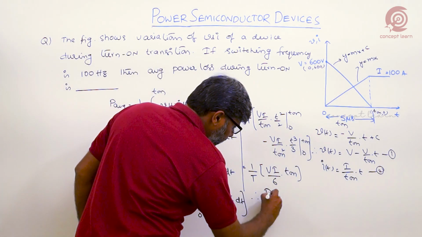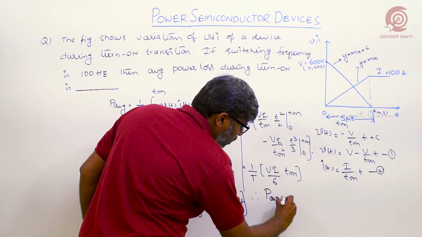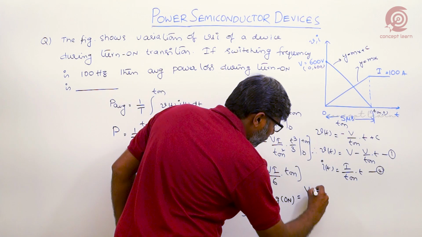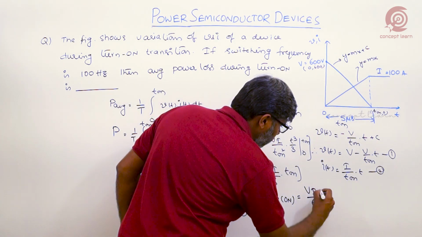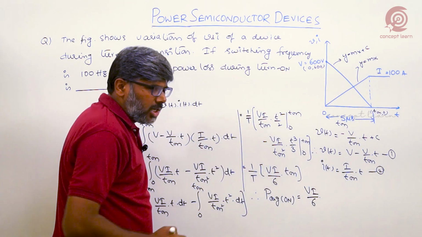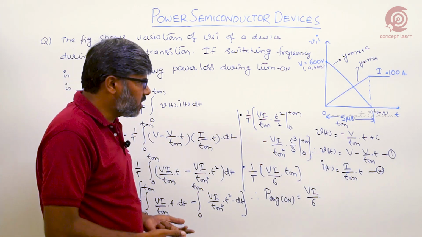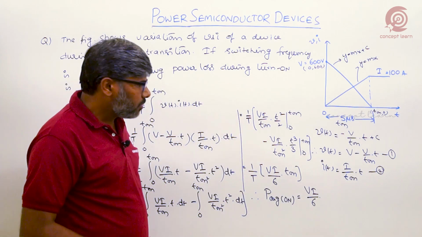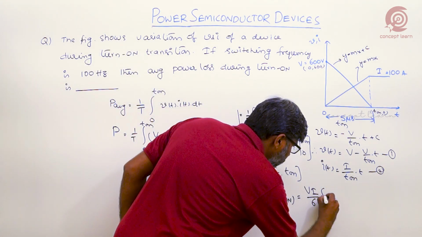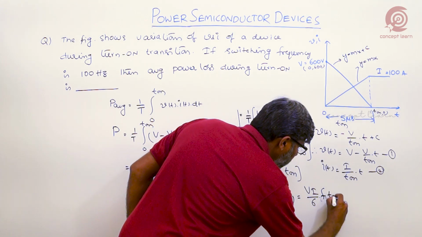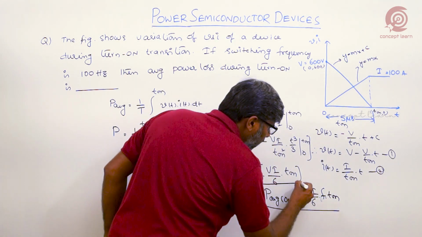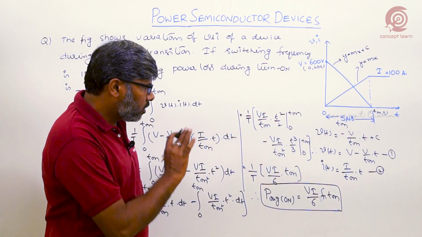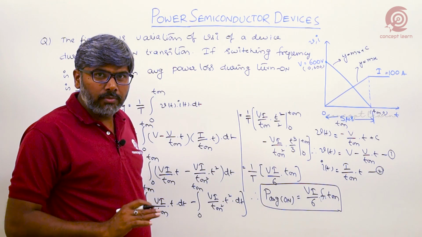Therefore we can write P average during turn on equals Vi by 6 into, can I write 1 by T equals Fs, that is the switching frequency. What is the T here? The switching time of the switch. So F into T on. This is the expression you have to remember from the examination point of view. That is the formula we derived from the data.